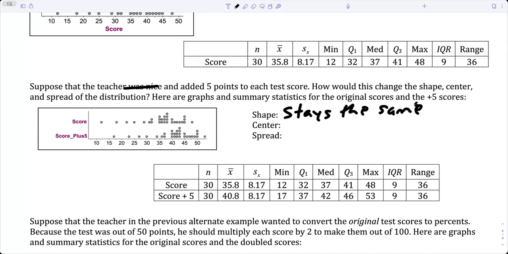Where's it at? X bar. Okay, so look right here. The mean of the first was 35.8, and the mean of the second increased by 5. That makes sense because everything went up by 5. So the center increases by 5. And the spread, look at the spread. Well, it stays the same, because everything is changing by the same amount.